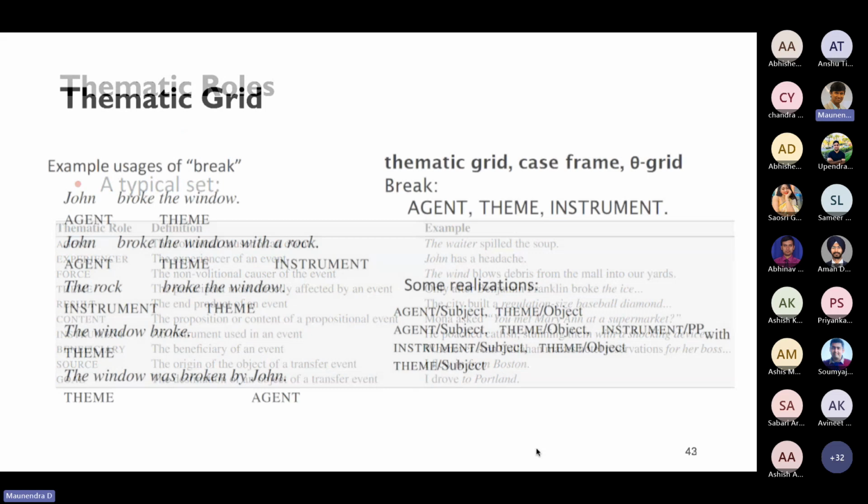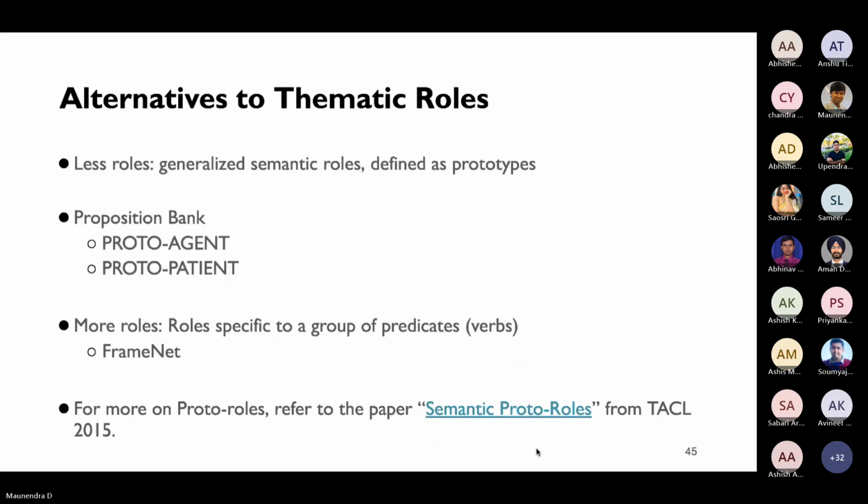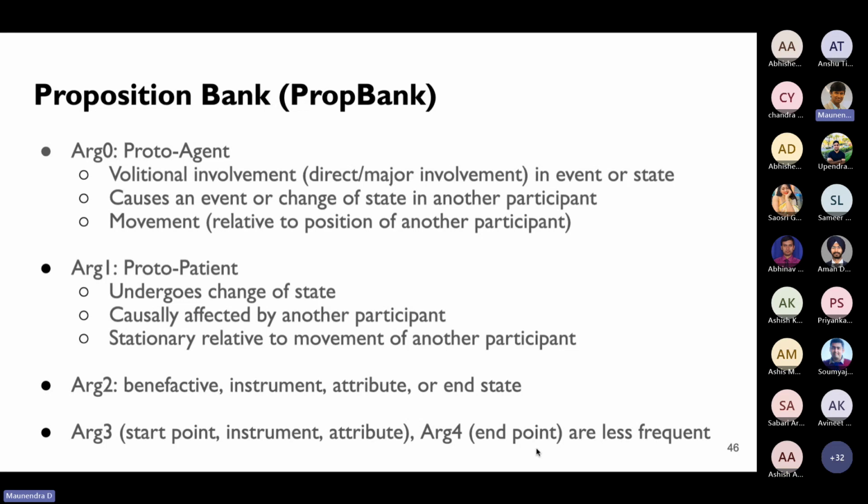So this thematic role I'll skip. I'll talk about two data sets. One is PropBank and another is FrameNet. PropBank is a data set where the semantic roles are labeled using some specific restricted sets of roles. The first role is called proto agent, which says what is the entity, what is the object, or what is the person or organization that is directly and consciously involved in doing something in that event.